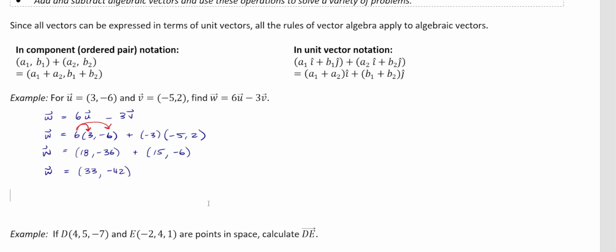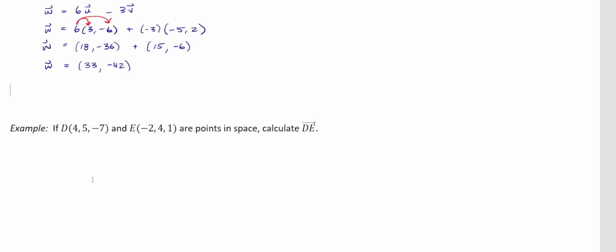So that was a pretty straightforward example. This one's a little bit more challenging. If D and E are points in space, find the vector that connects those 2 points. These are points in space, but we can make position vectors out of them by taking a tail at the origin to D and a tail at the origin to E. And so if I do that, I can create the position vectors OD and OE.